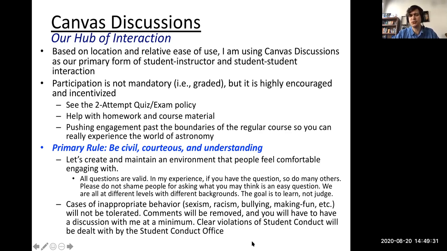Now, there may be cases of extreme inappropriate behavior, things like sexism, racism, bullying, even making fun of one another. These will not be tolerated. Those comments will be removed at the moment that I see them, and you will have to have a discussion with me at the very minimum. Very, very clear violations of student conduct and definitely severe violations like sexism and racism, they're going straight to the student conduct office, and you will have to deal with them. So please avoid inappropriate behavior. We are all training to be professionals by coming to a university. Let's act like it.